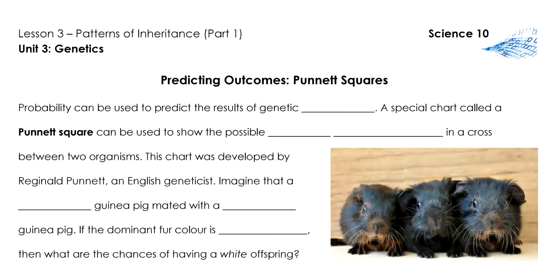For traits that follow complete dominance, meaning that one allele completely overrides the other, you can actually predict your odds of getting offspring exhibiting different traits. So this involves using probability to predict the results of genetic crosses. And we do this using a special chart called the Punnett square, which is used to show all the possible gene combinations of the F1 generation.